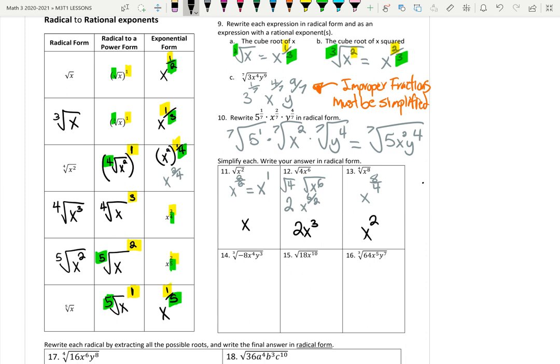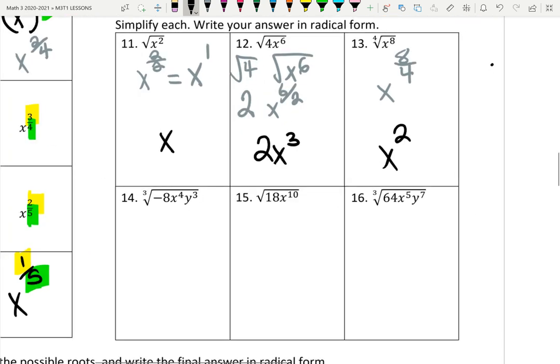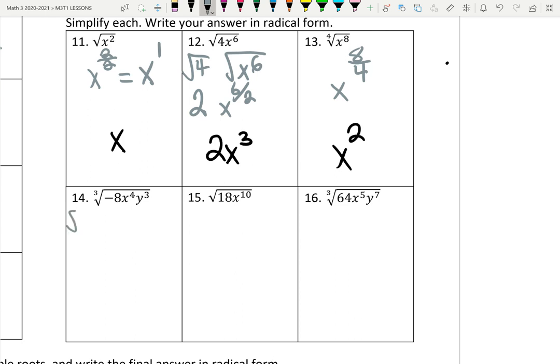Continuing with 14, I'm going to go ahead and take the cube root of each piece. So I'm going to examine the cube root of negative 8 times the cube root of x to the 4th times the cube root of y to the 3rd. So the cube root of negative 8 is just negative 2, because negative 2 times negative 2 times negative 2, aka 3 times, makes negative 8. And then I'm going to multiply it by x to the 4/3 times y to the 3/3.